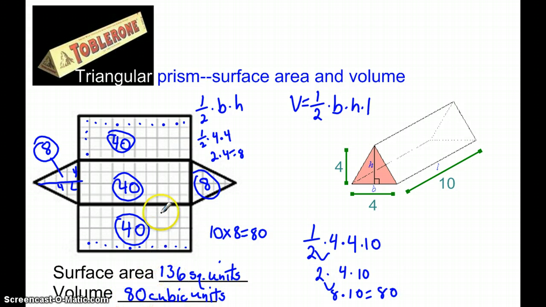So once again, we can figure out the volume of a triangular prism by either using the net, or by using the formula of 1/2 the base times the height times the length.